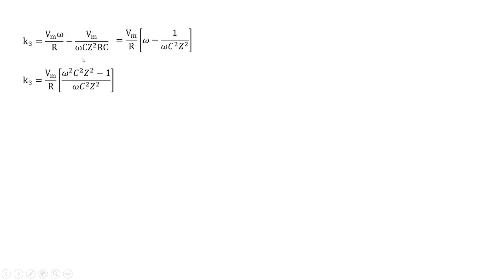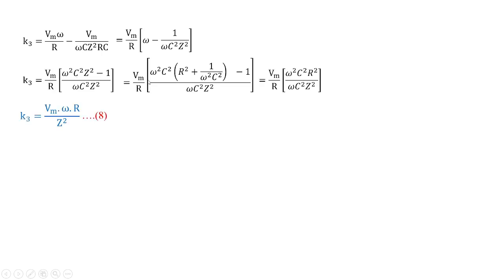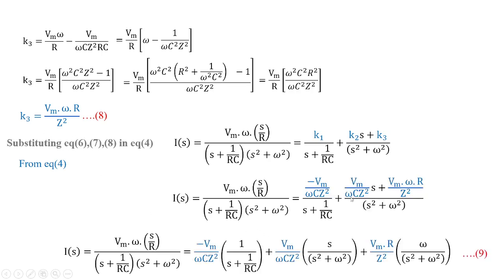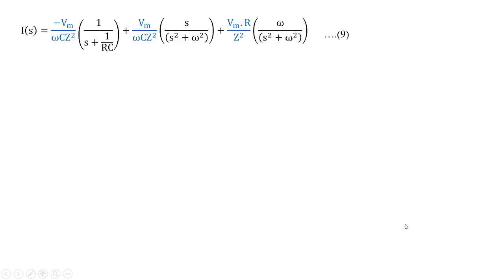You can see I have replaced K3 in terms of the z term, so it becomes Vm omega R by z square. Likewise, we have obtained the values of K1, K2, K3, and we are going to substitute them in the standard I of s equation, that is equation 4. Wherever you have K1, K2, K3, I have replaced them with their values. So you can see I have replaced these values and reframed the equation as equation 9 for RC.